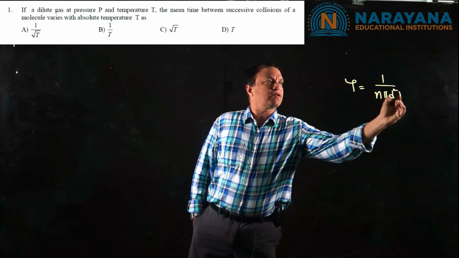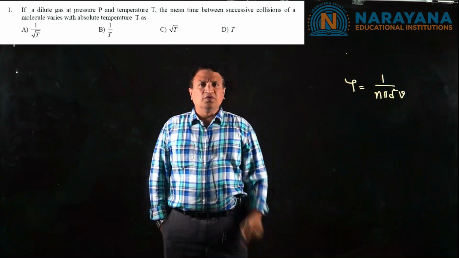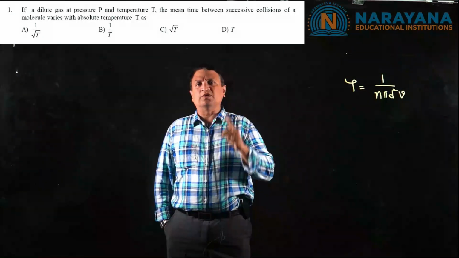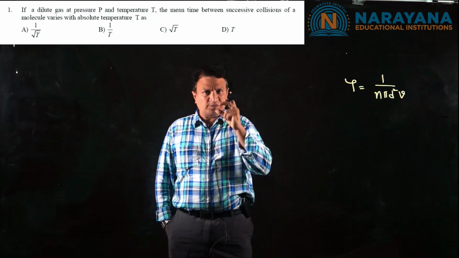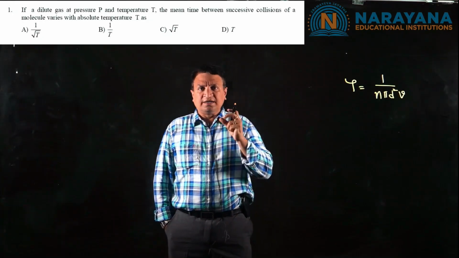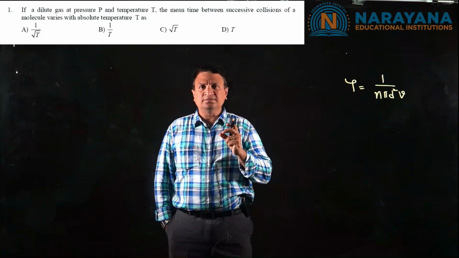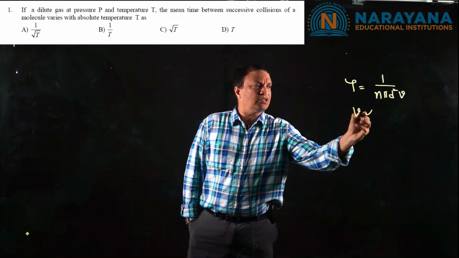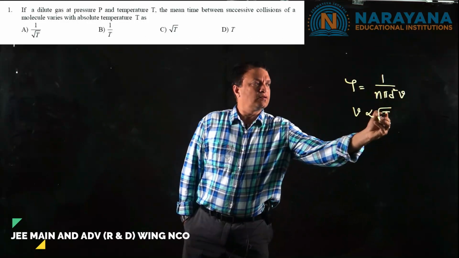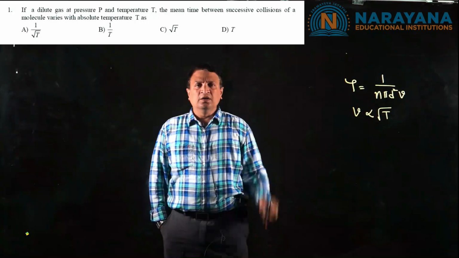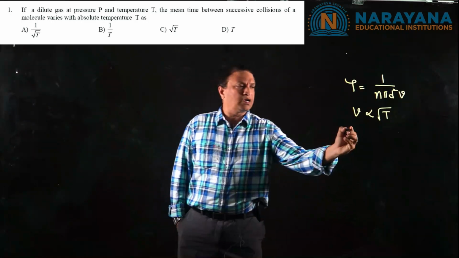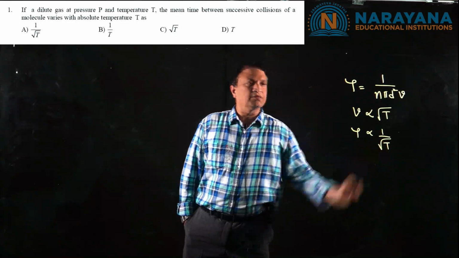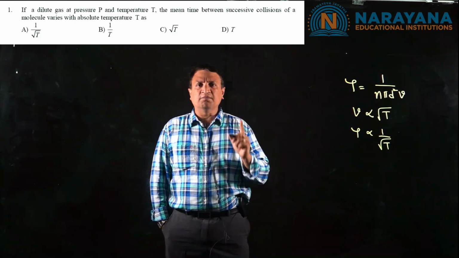We have the relation for this as, this is time in fact, tau equal to 1 by n pi d square v, where tau is the average time interval between successive collisions, n is the number of molecules per unit volume, d the diameter of the molecule, v the average velocity. In fact, this is a function of temperature. Now, with this, I conclude tau is proportional to 1 by root T. And this is my answer.